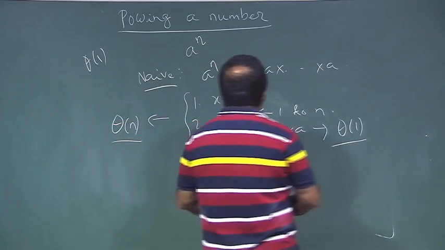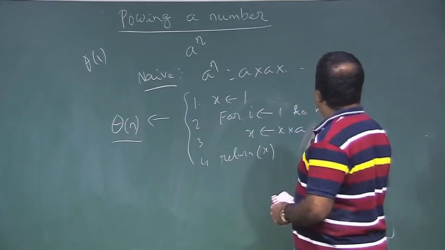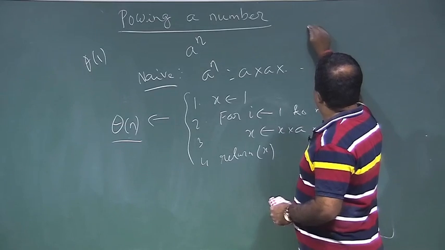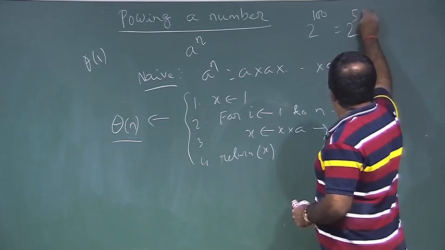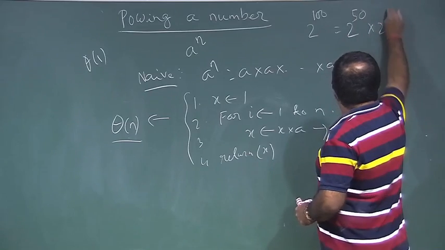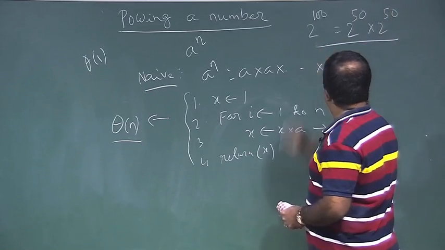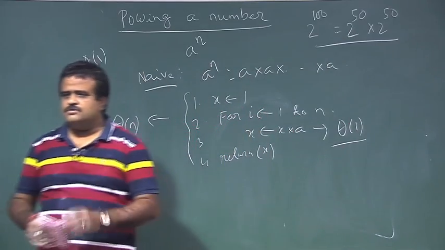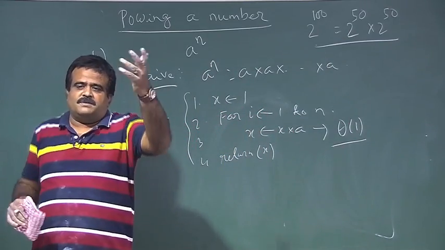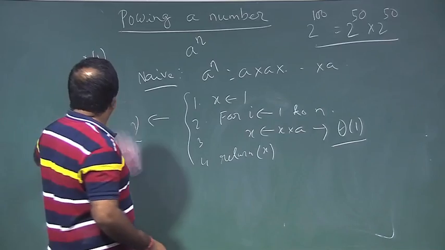The idea is, if we have to find 2 to the power 100, we can find 2 to the power 50 and then multiply it with 2 to the power 50 again. So, we have a problem of size 100, and we reduce this problem into subproblems of size n by 2. That is the idea.